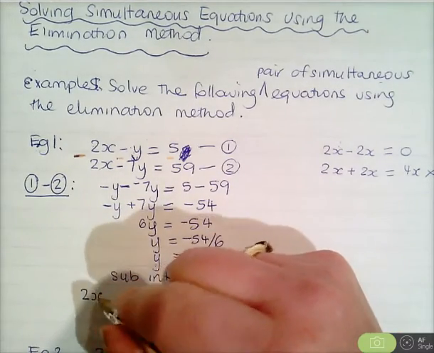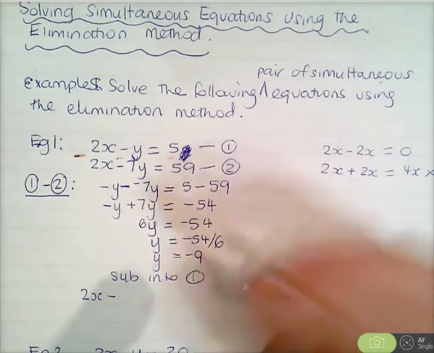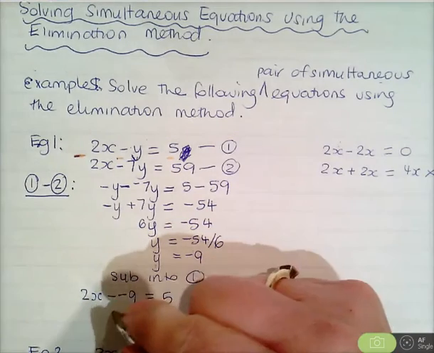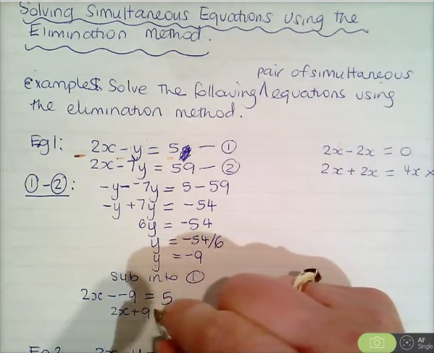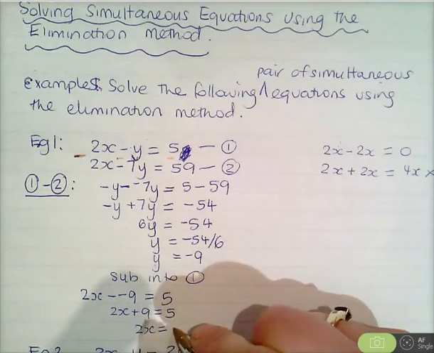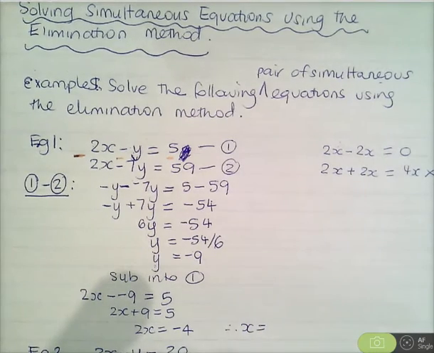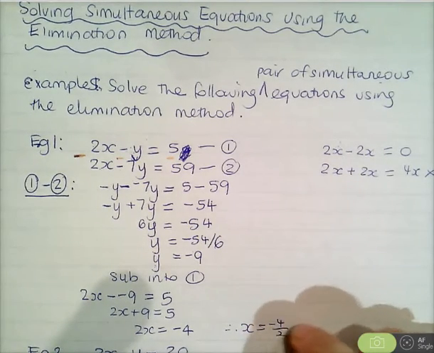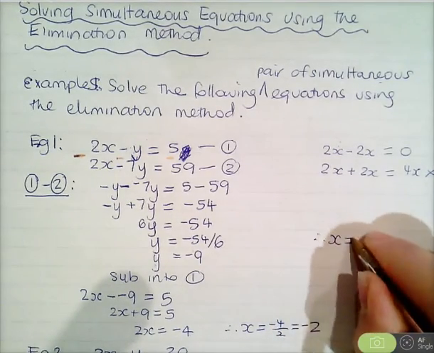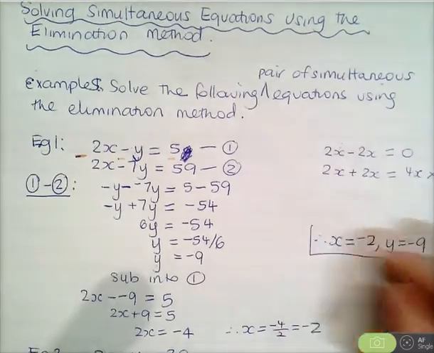So I start writing out equation 1 again, 2x minus, and instead of writing y, I write down what my y is, which is negative 9, is equal to 5. This means that 2x plus 9 is 5. So 2x is 5 minus 9, which is negative 4. Therefore, x is negative 4 over 2, which is negative 2. And so therefore my solution is that x is negative 2 and y is negative 9.